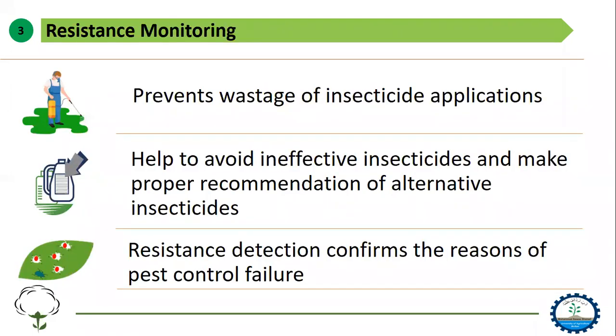To overcome this, the first thing is resistance monitoring. Because if we monitor the resistance at the earliest, we could manage any kind of agricultural pest on a priority basis. We could prevent wastage of insecticide application. It will also help to avoid ineffective insecticides and make us able to properly recommend alternative insecticides. If we detect the resistance at the earliest, it means we are confirming the reasons for pest control failure. We could know which insecticide is effective and which is not. So because of resistance monitoring, we could adopt rational insecticide application for the proper management of our crop.